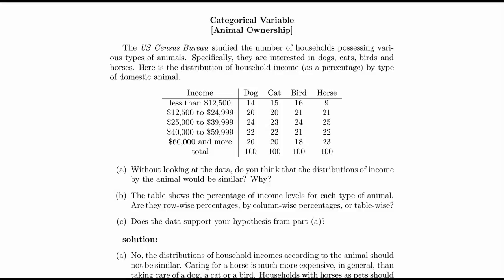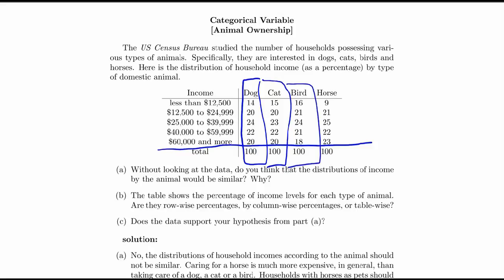And then in part B, here we're asking, the table shows some percentages of income levels for each type of animal. Are these row-wise percentages or column-wise percentages? Well, here our distributions are put in the columns. So we have a distribution for income according to the type of animal, which is dog. Second column gives us another distribution. Third column gives us another distribution, and so does a fourth. And so these percentages are actually column-wise.